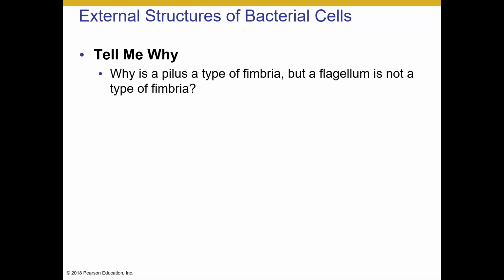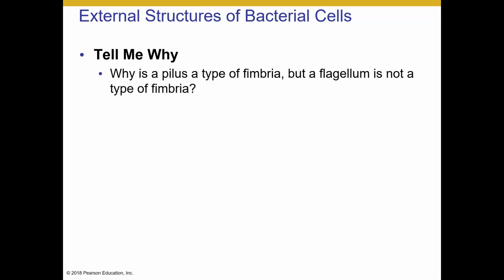Fimbriae and pili are made of similar protein building blocks and share the same function, attachment. The pilus is just a specialized fimbria for gene exchange. Flagella, however, are completely different, built for motility, not attachment or DNA transfer. Quick recap question: if you were to stop bacterial conjugation, which structure would you target, fimbriae, pili, or flagella?